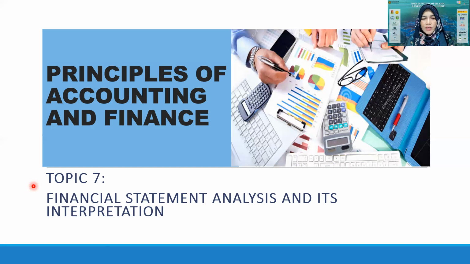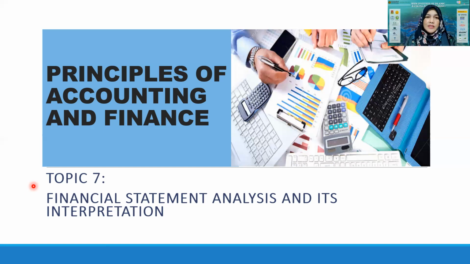So this is the final topic for accounting. You have learned the transaction, the cycle of accounting process. You also learned the meaning of all the items recorded in accounting. For example, you have learned what is asset, what is liability, what is equity, what is income, what is expenses, right? And then you also learned about the types of financial statement.